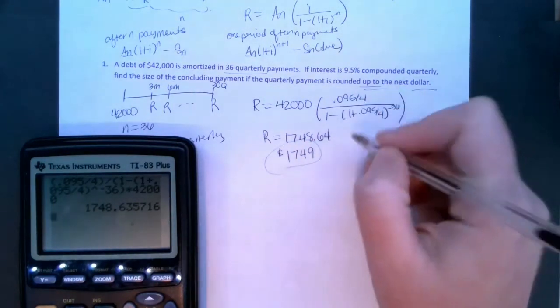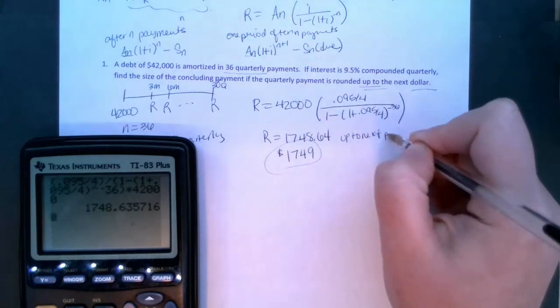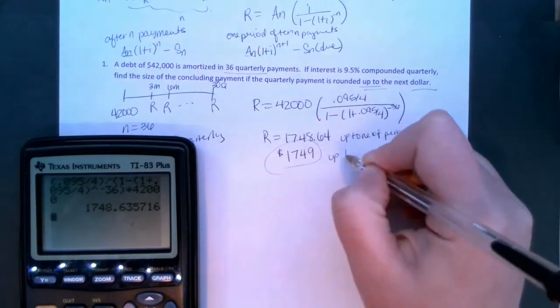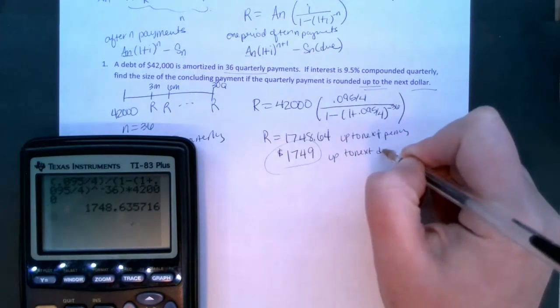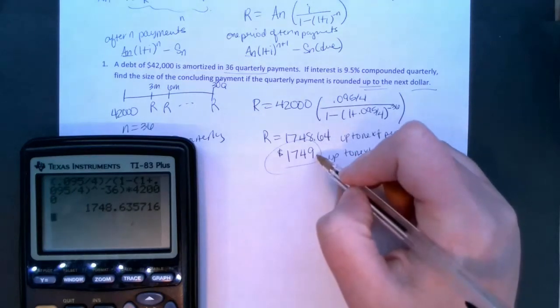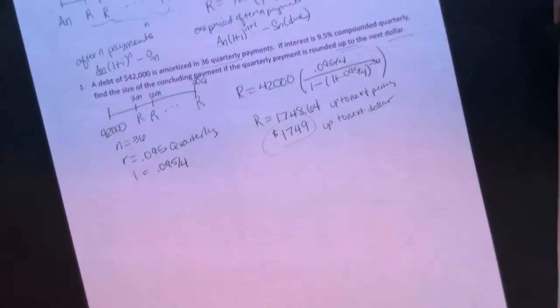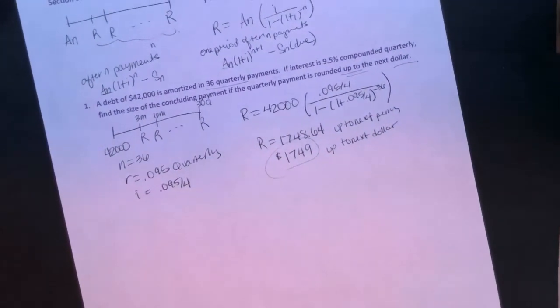So this is up to the next penny, and this is up to the next dollar. Even if this was 44 cents, we'd still round up to 49, because we're just rounding up. So we're going to take this and our leftover formula.